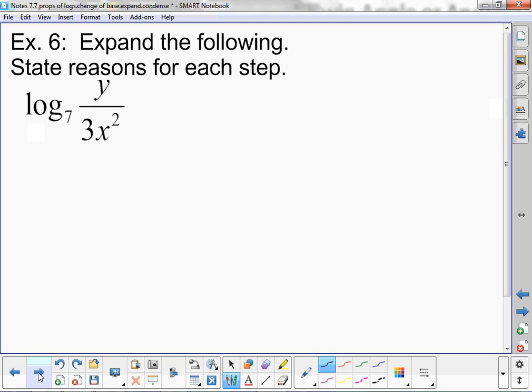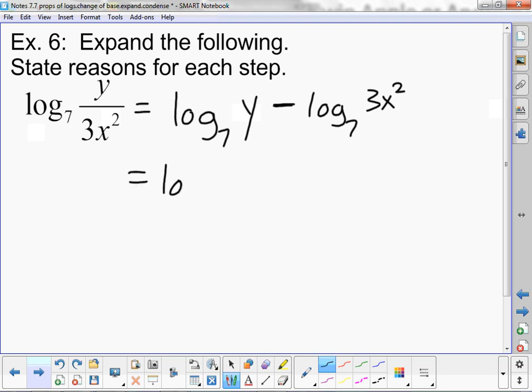Now, you've got to be kind of careful with this one. Let me show you. So log base 7 of y minus, because there is a quotient here, log base 7 of 3x squared. All right, so the log base 7 of y stays the same because y is just y.